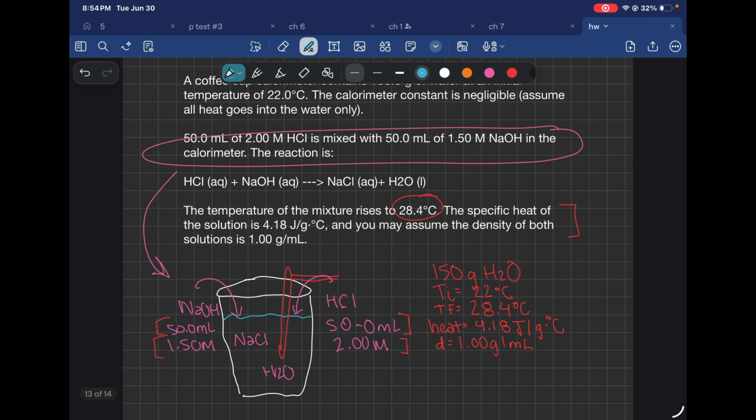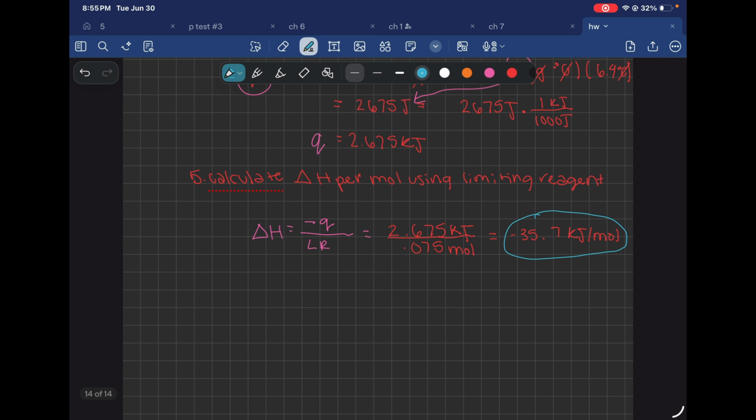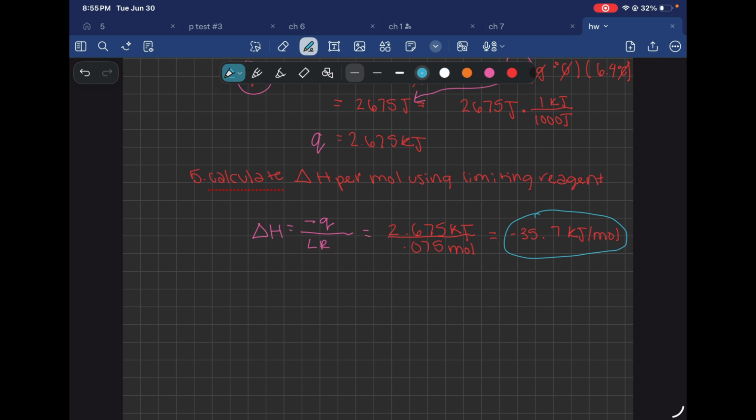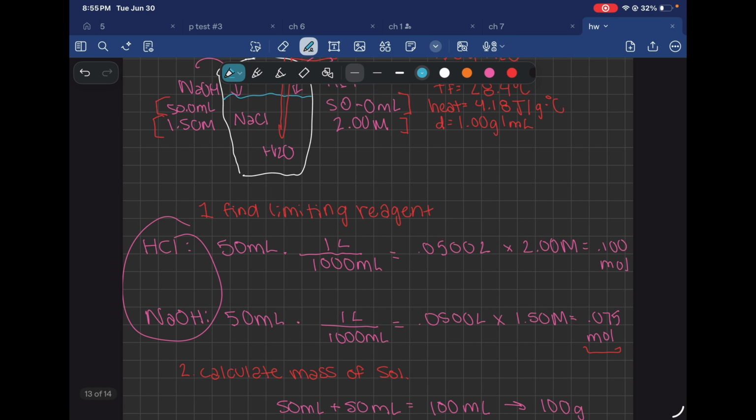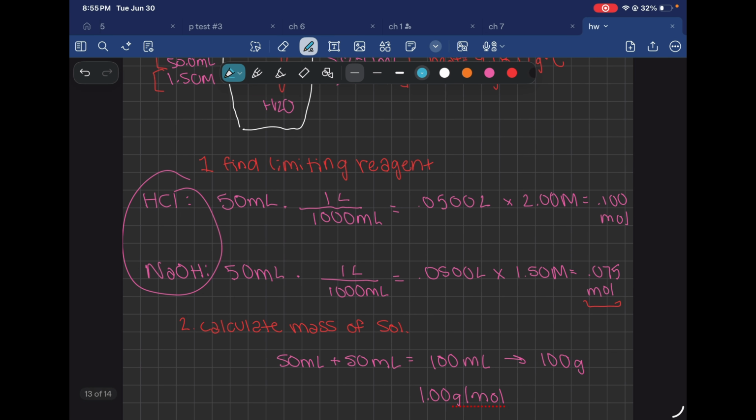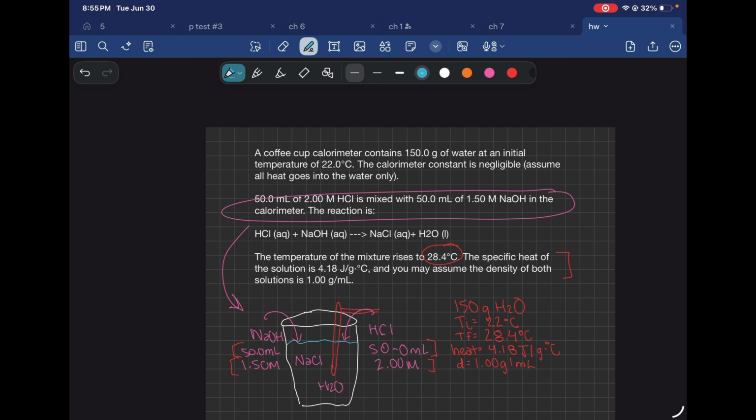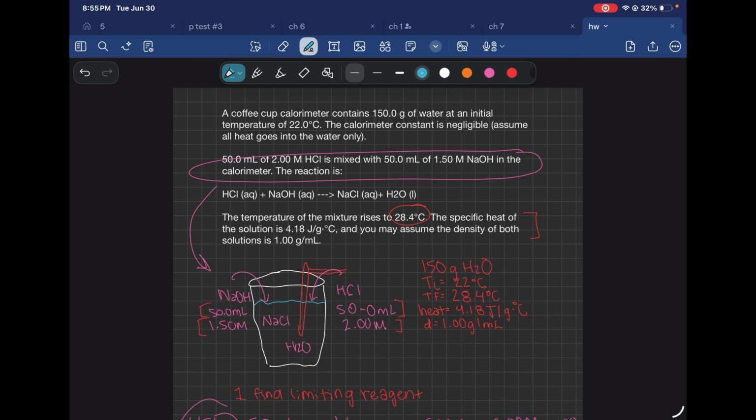Here we were asked to find our Q. We found our Q. And then we were asked to find delta H. We also had to begin by finding our limiting reagent to solve this coffee cup calorimeter problem.